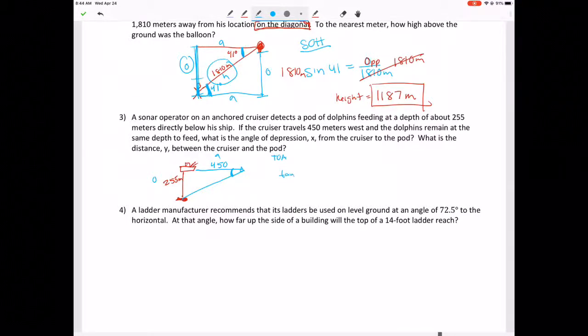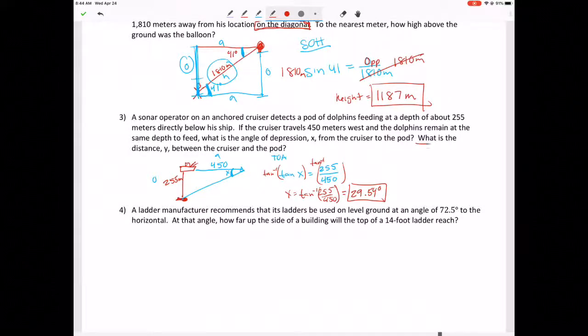So tangent of that value, x, is equal to opposite over adjacent. To get that angle by itself, we would use the tangent inverse on both sides. And we get x equals tangent inverse of 255 over 450, and that would end up giving us 29.54 degrees.